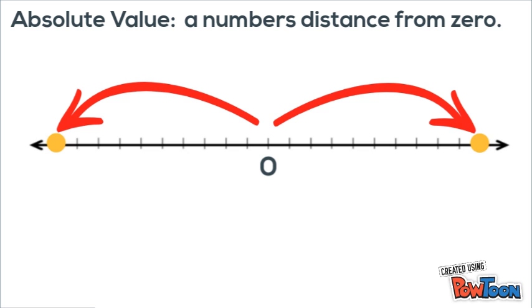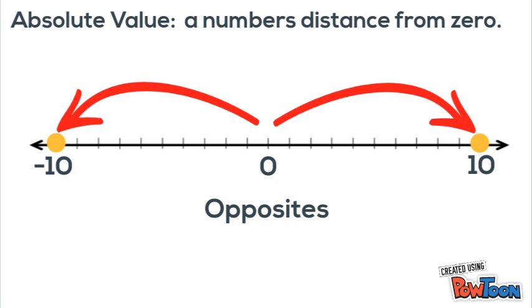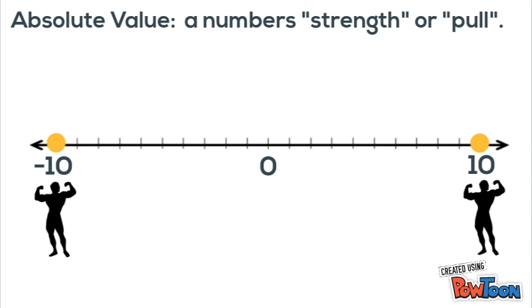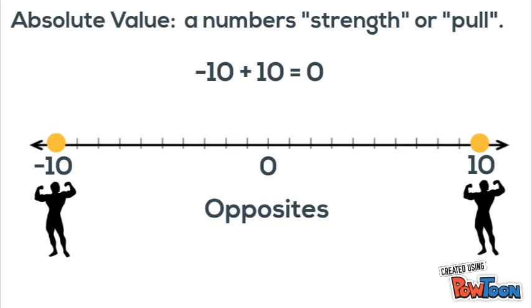So let's say we have the opposites, negative 10 and 10. We say they both have an absolute value of 10 because they are both 10 away from zero. Another way I like to think about absolute value is I like to say it's a number's strength or pull in its positive or negative direction. Let's use a quantitative example first, or a specific number example. So negative 10 has a strength of 10 pulling in the negative direction, and positive 10 has a strength of 10 pulling in the positive direction, which is why when you add negative 10 plus 10 it equals 0, because their strengths cancel one another out.